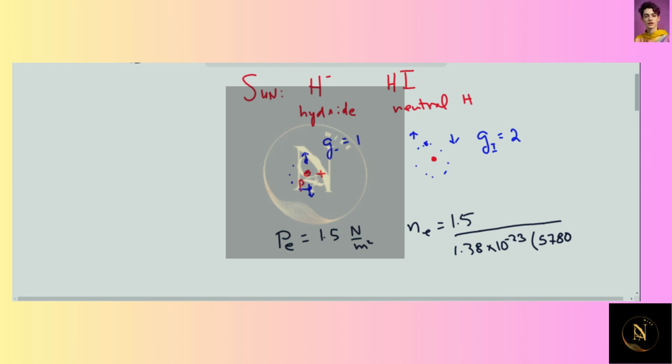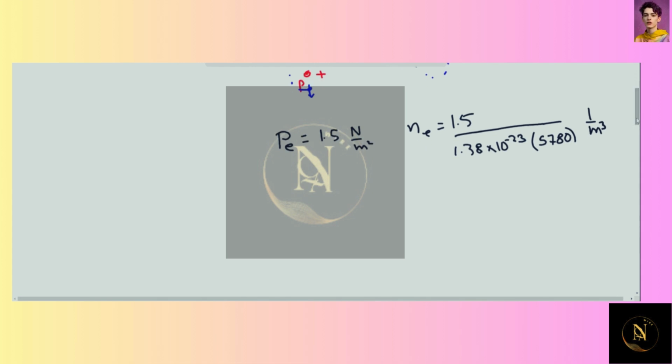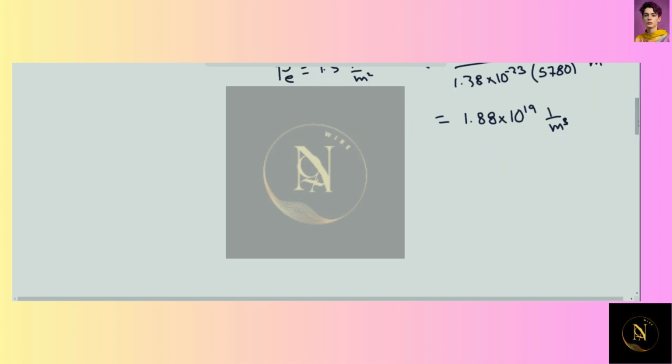And that should be in terms of number per cubic meter. Just thinking about the units a little bit, with joules and newtons and whatnot, this turns out to be 1.88 times 10 to the 19th per cubic meter, which sounds like quite a lot, but it really is not such a big deal. They aren't squeezed tightly into the gas.